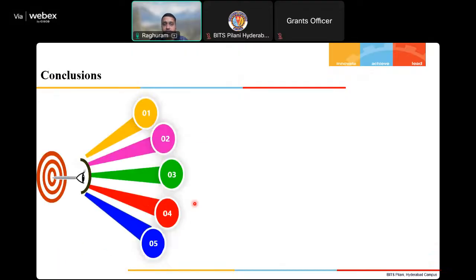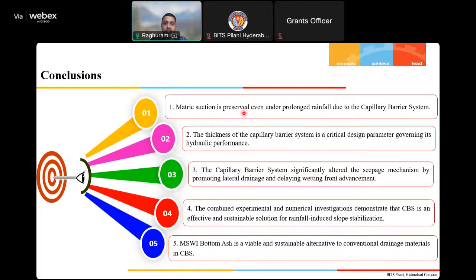Coming to the conclusions, the matric suction is being preserved under prolonged rainfall, and again the thickness of each layer plays an important role. So we can come up with optimum thickness values also. If we increase the thickness of the fine grain layer, it is more stable compared to the thickness of the coarse grain layer. One major advantage of this capillary barrier is that it alters the seepage issues because it provides most of the water as runoff. So the water penetration into the soil becomes very less, and this is a viable technique and a sustainable alternative to conventional materials.